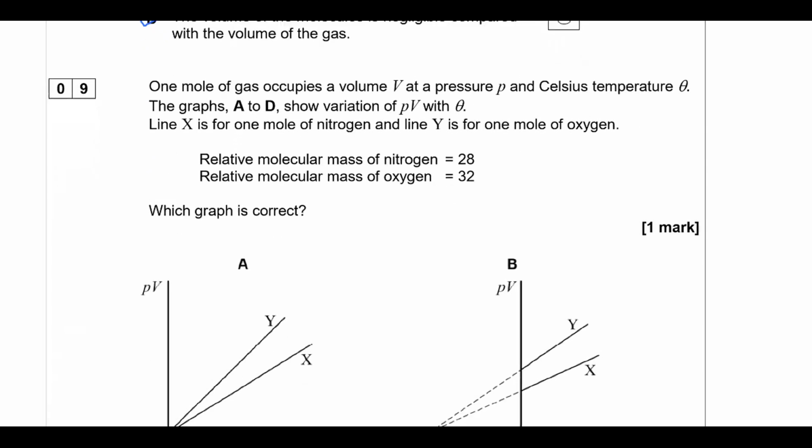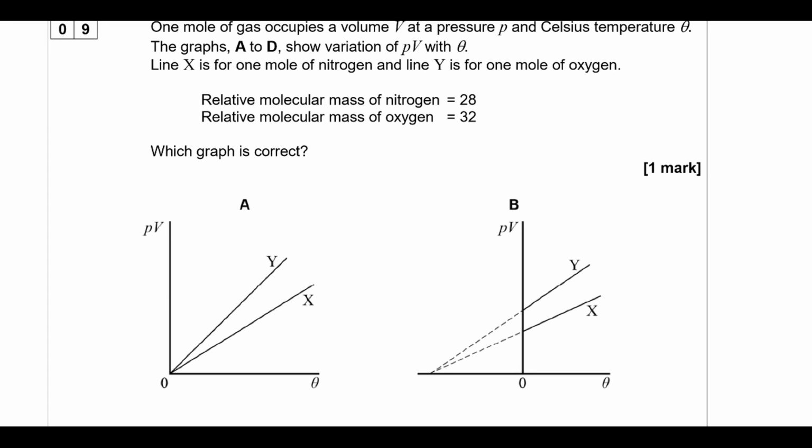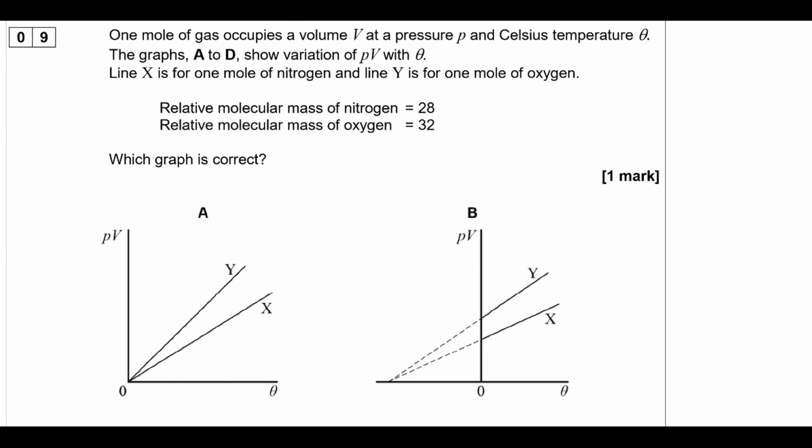Okay, so 1 mole of gas occupies a volume V at pressure P and a Celsius temperature of theta. Graphs A to D show variation of PV with theta. X is for 1 mole of nitrogen and Y is for 1 mole of oxygen. And we've got these two masses. Which graph is correct?